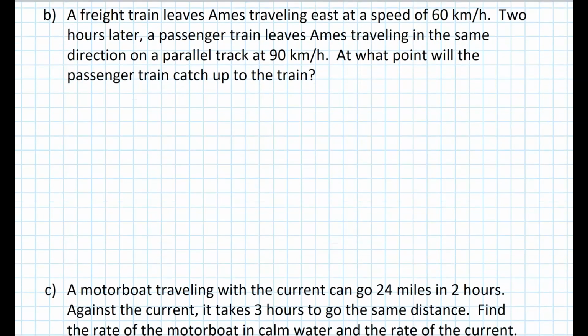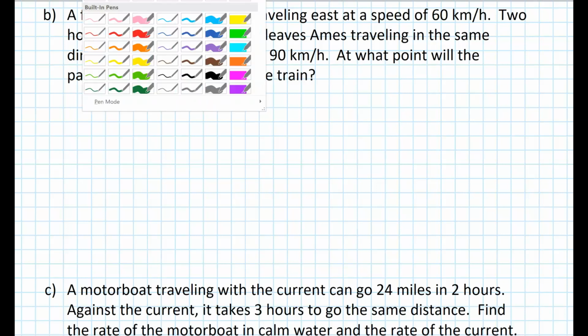Okay. Our next one. A freight train leaves Ames traveling east at a speed of 60 kilometers per hour. 2 hours later, a passenger train leaves Ames traveling in the same direction on a parallel track at 90 kilometers per hour. At what point will the passenger train catch up to the freight train?